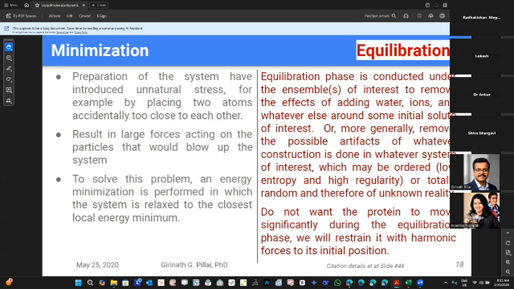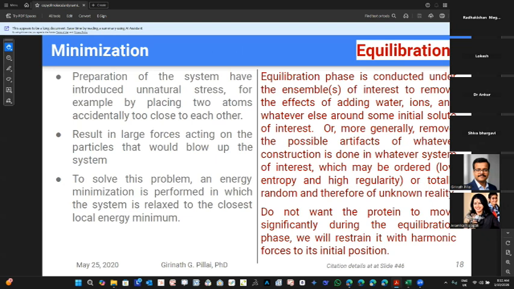It also results in large forces acting on the particles that would blow up the system. So that also we need. Sometimes on a normal initial minimization, all these water molecules might come out of the box. To solve this problem, a normal energy minimization is performed in which the system is relaxed to the closest local energy minimum. This is why we try to do maybe 1 nanosecond, or even 500 picoseconds is fair enough, but at least 1 nanosecond is recommended if you have a good machine.